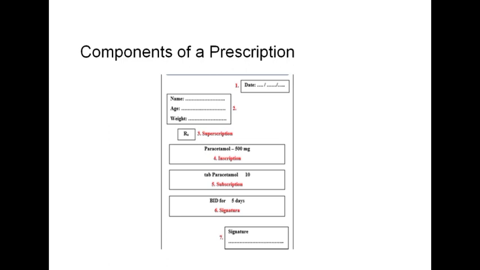The components of a prescription: we have the prescriber information, the name and the contact details of the prescriber; patient information, his name, date of birth; medication details, name, strength, and dosage instruction. Here are the medication details. Prescriber signature and date.